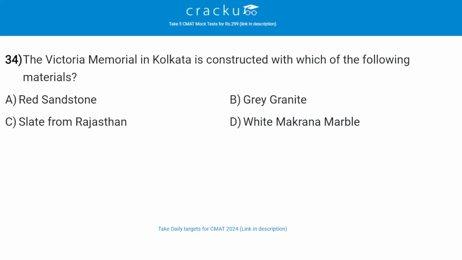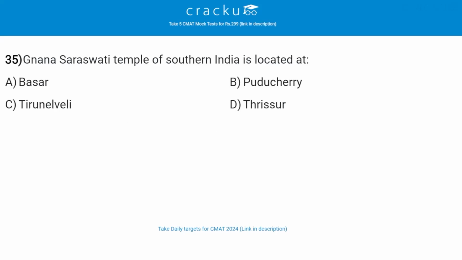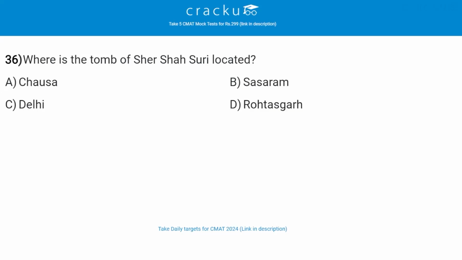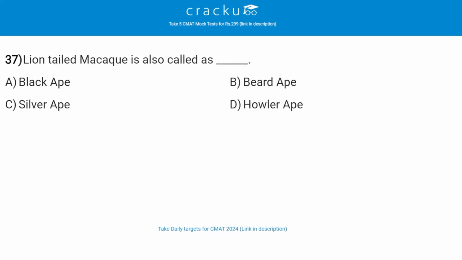The Victoria Memorial in Kolkata is constructed with which of the following materials? The answer is white Makrana marble. Ghanana Saraswati Temple of southern India is located at Basar. Where is the tomb of Sher Shah Suri located? The answer is Sasaram. Lion-tailed macaque is also called as beard ape.